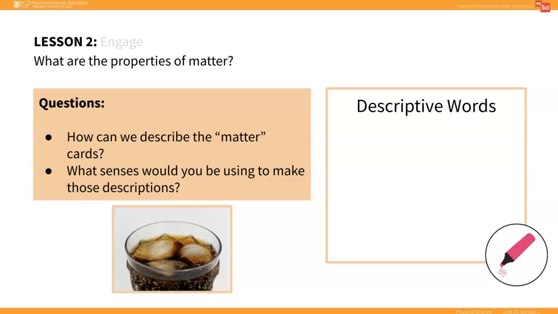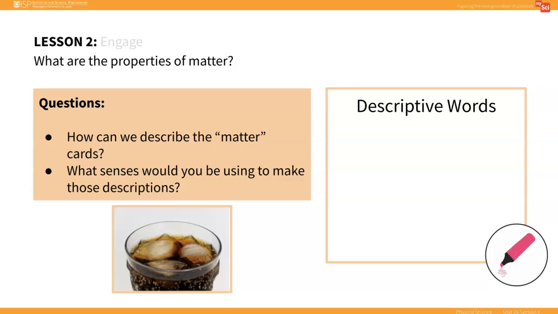In the Engage portion of this lesson, you will need the States of Matter cards found in the previous lesson. You'll have students describe the matter cards. Use the card with the soda and ice cubes as an example. You'll ask students what senses can we use to help us describe this. So they might say that the soda is dark, or the glass might feel cold, thinking about their sense of touch.